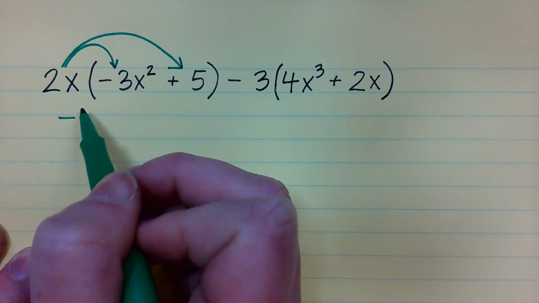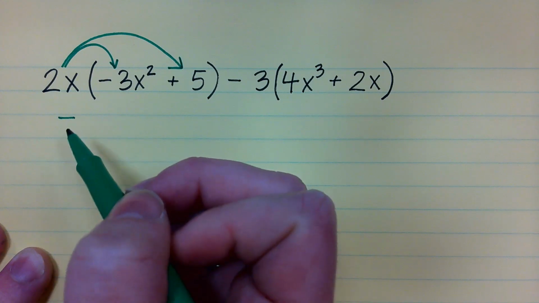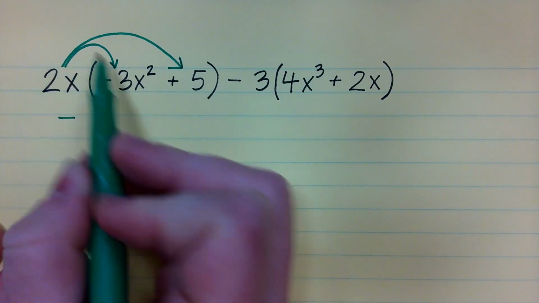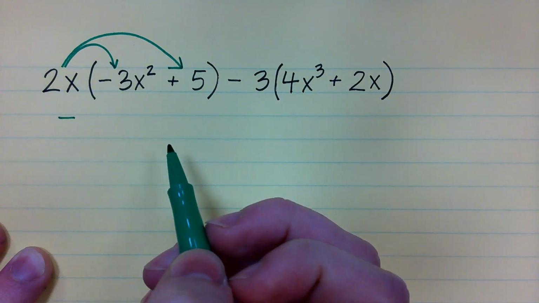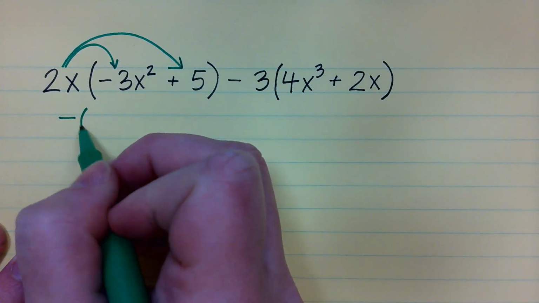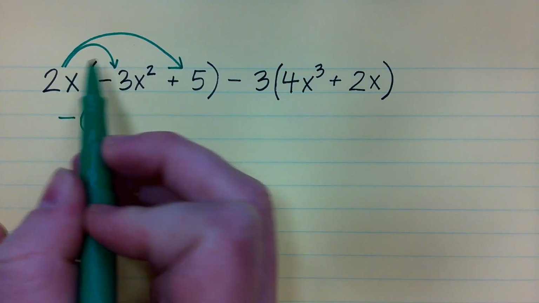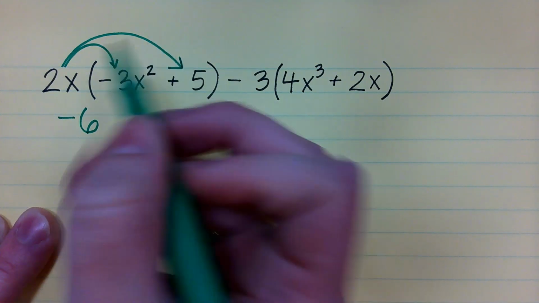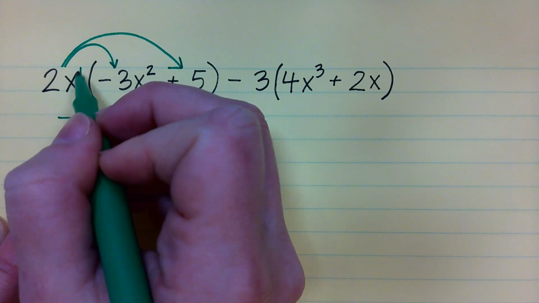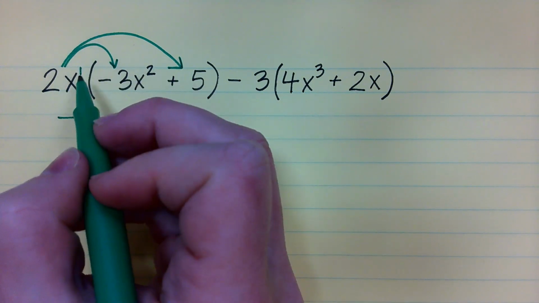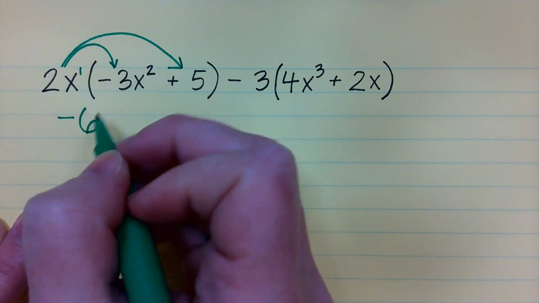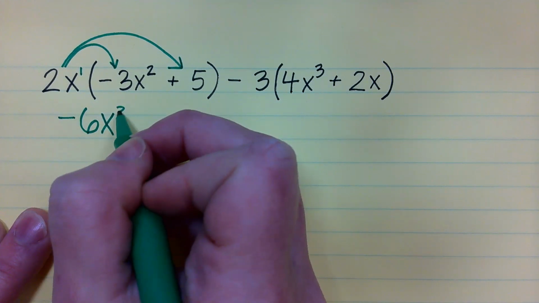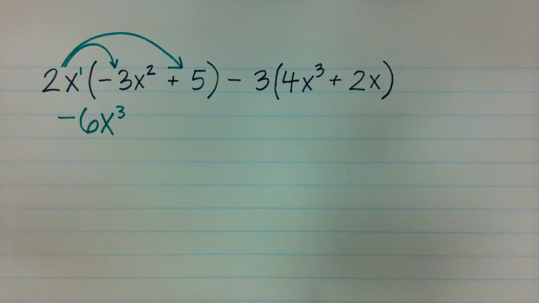Okay, I hear a couple different answers. Let's go one thing at a time. 2 times negative 3? Negative 6. Good. And what's x times x squared? X to the third power. Good. Remember, we have x to the first power. That's an invisible 1. 1 plus 2 makes 3. So negative 6x to the third power.